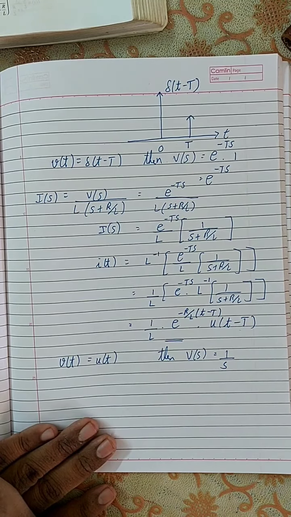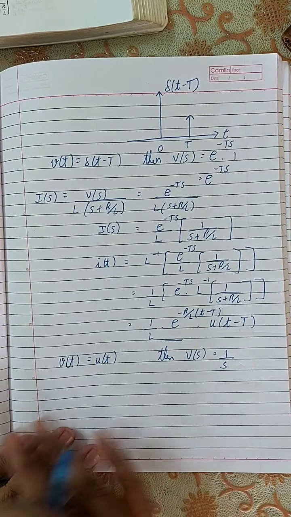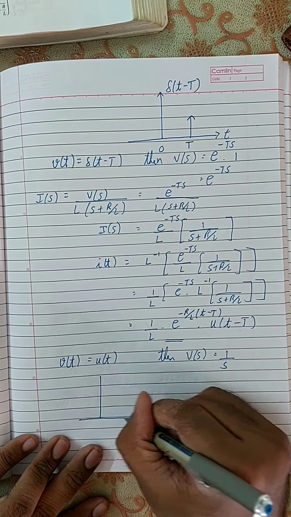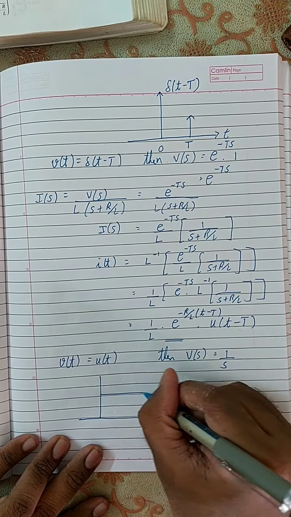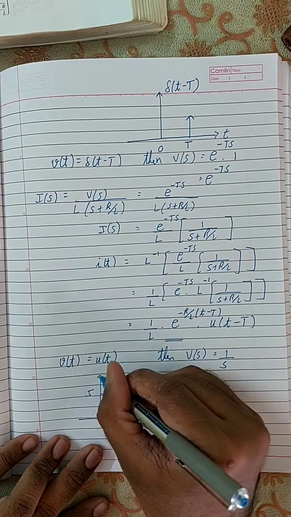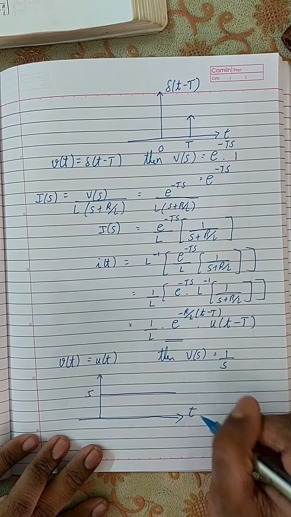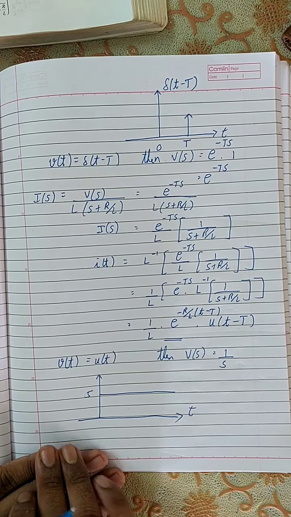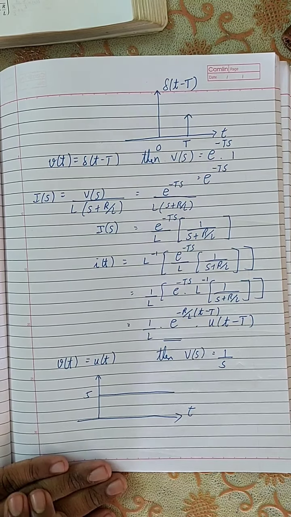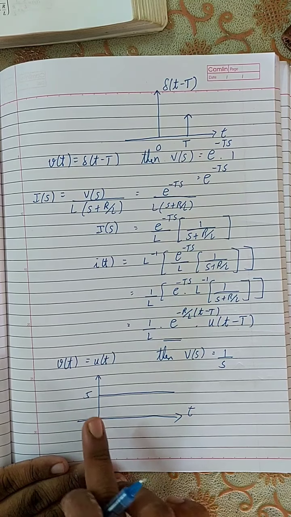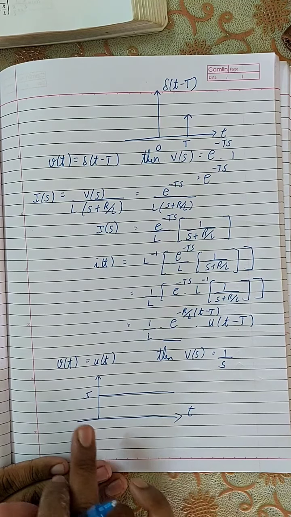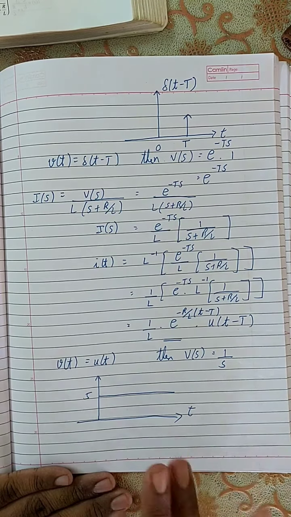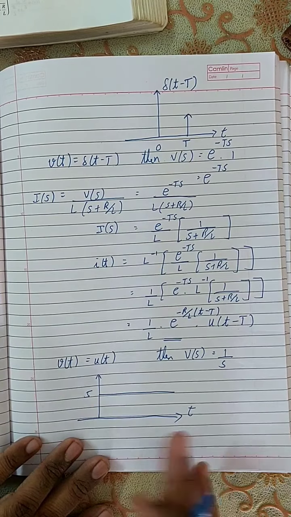Now suppose it is not a unit step signal. I'm going to draw a signal in which the amplitude is not 1, it is 5. Then this is called a step signal. That is the difference between a unit step signal and a step signal. In a unit step signal, the amplitude is 1. That is why it's called a unit step signal. But if you simply say a step signal, then the amplitude can be any value, including 1.